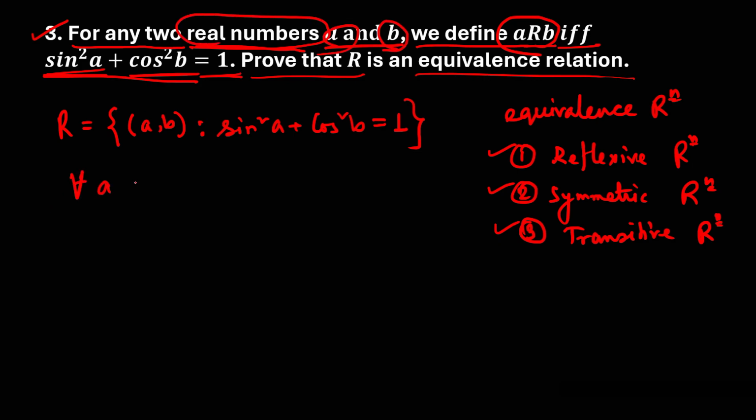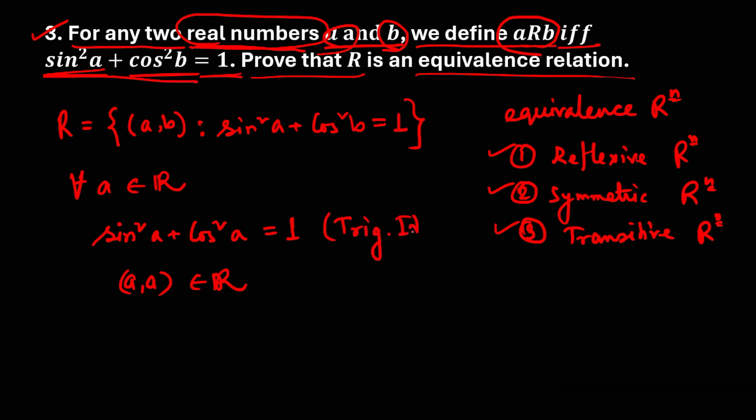So for all a belongs to real numbers R, sin square a plus cos square a equal to 1. That means (a, a) belongs to R. This is the trigonometric identity. So (a, a) belongs to R, that means R is a reflexive relation.